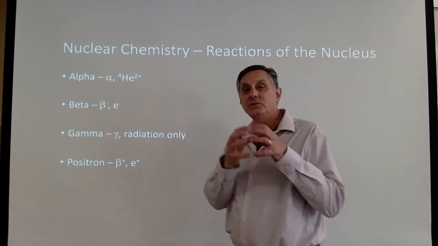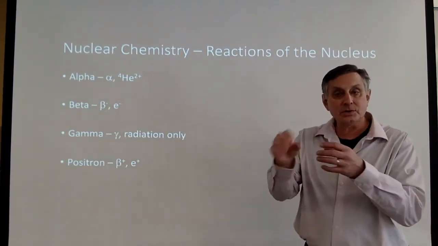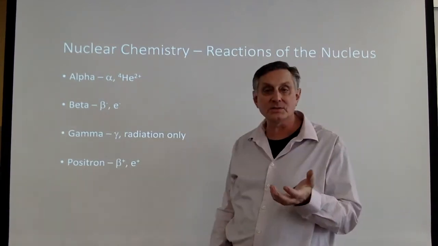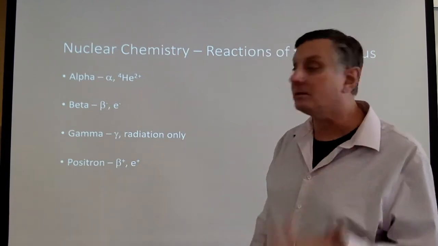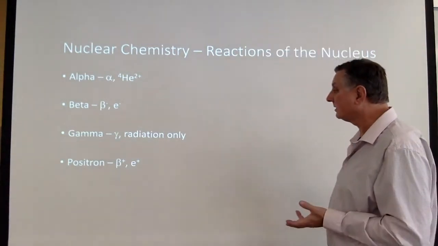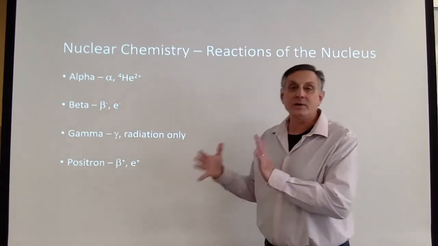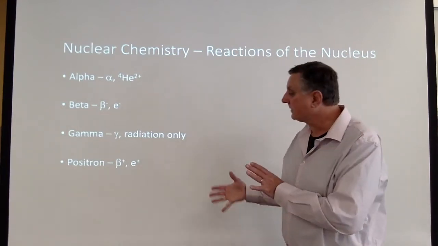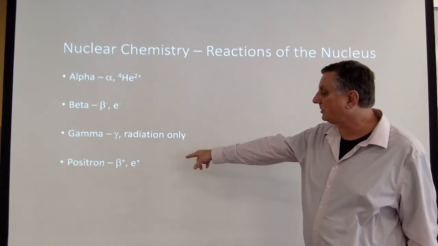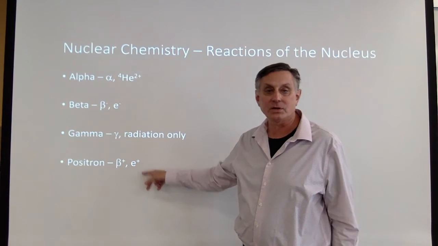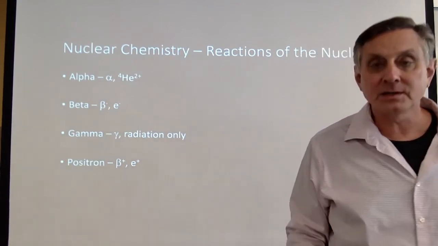Beta, a nuclear electron. It is when a neutron turns into a proton and it kicks out an electron as a result. We can't have electrons in the nucleus. Even though the electron comes from the nucleus, that's a beta particle. Gamma rays are only radiation, very, very high energy radiation. And then the positron is a particle that is just like the nuclear electron, but it has the opposite charge. Same mass as an electron, +1 charge.